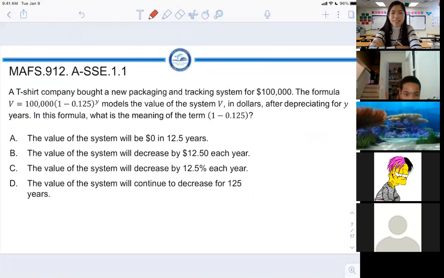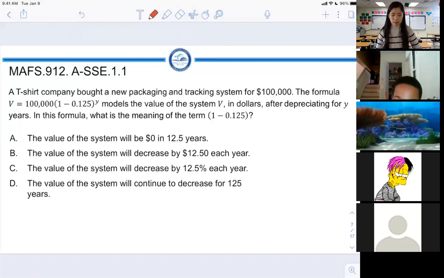Thank you, Tyrone. A t-shirt company bought a new packaging and tracking system for $100,000. The formula V equals 100,000 times 1 minus 0.125 to the power of y models the value of the system V in dollars after depreciating for y years. In this formula, what is the meaning of the term 1 minus 0.125?